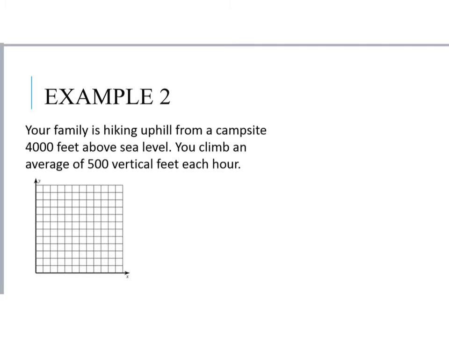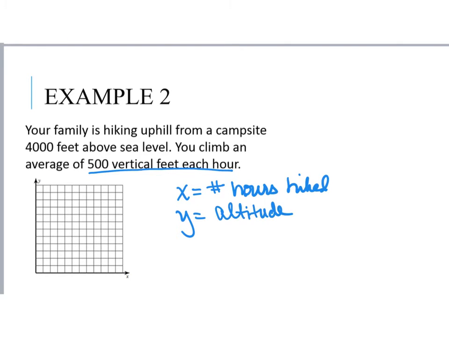So for example 2, it says your family's hiking uphill from a campsite, which is 4,000 feet above sea level. You climb an average of 500 vertical feet each hour. So now, once I see that rate of each hour, I know that's probably going to be my x. So x is going to be the number of hours hiked. And my y value then is going to be my altitude, which is really your height above sea level.